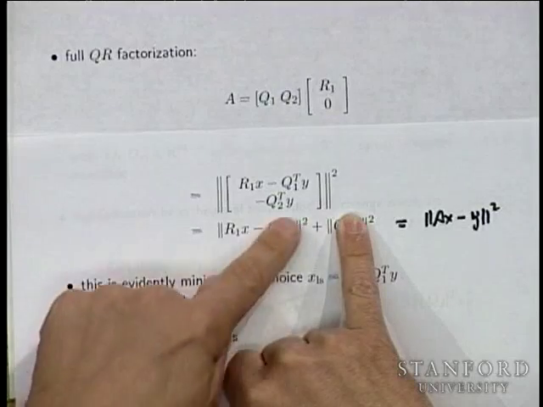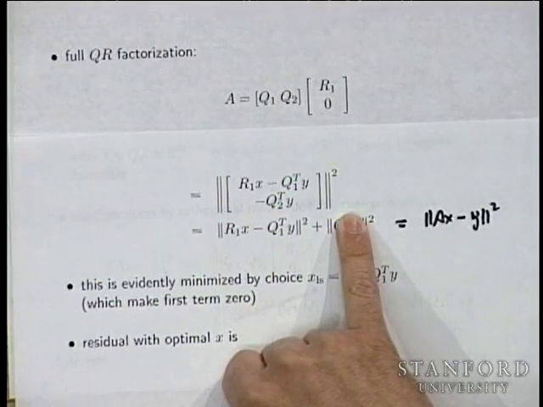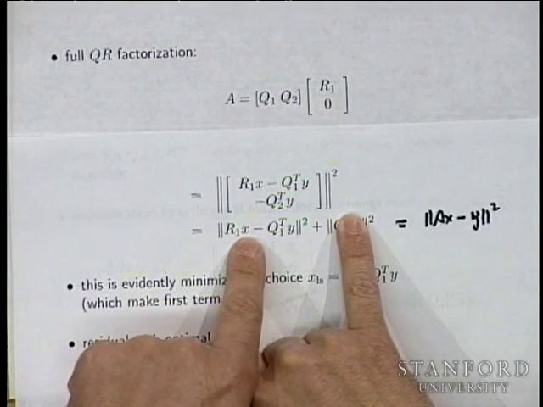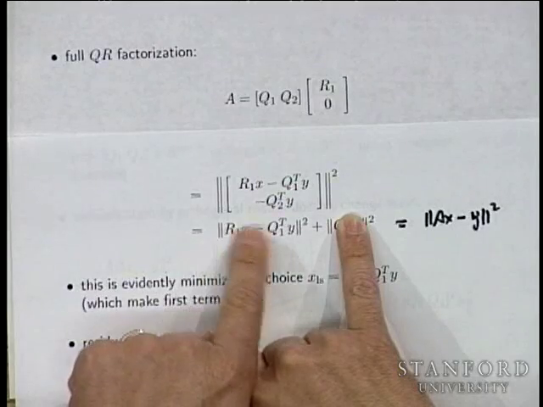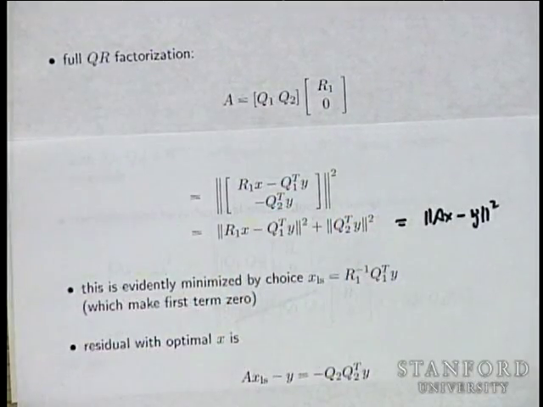Well, let's see. How small could this be? Well, it's a norm squared. It can't be any smaller than 0. But it can be made 0. And it can be made 0 by taking X equals R1 inverse Q1 transpose Y. That's our same old formula from before. So that's the picture.